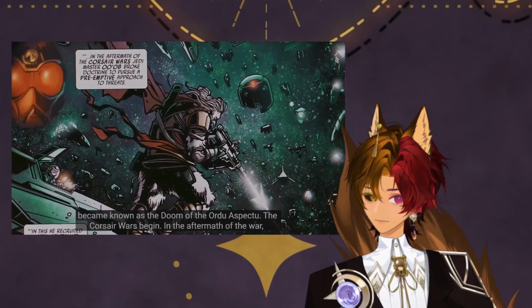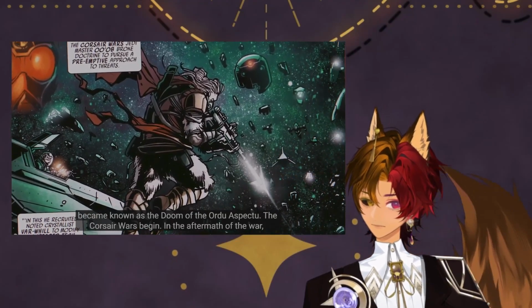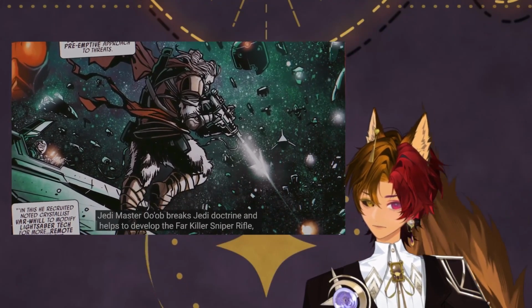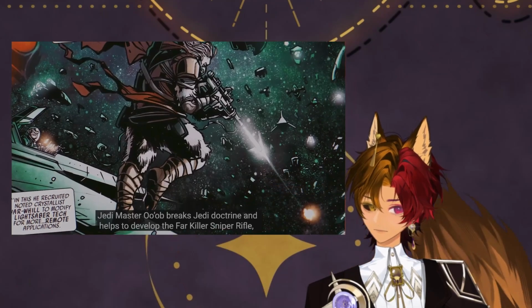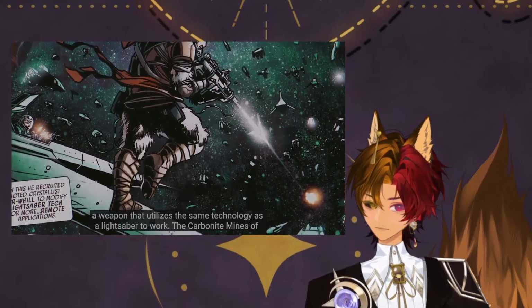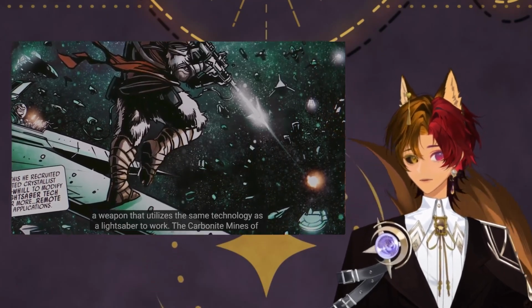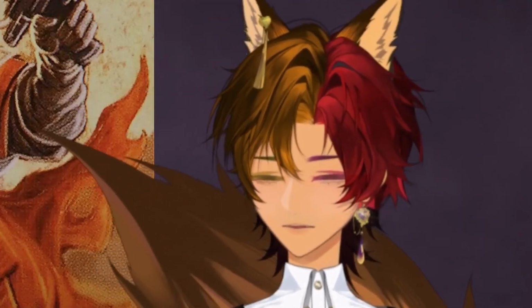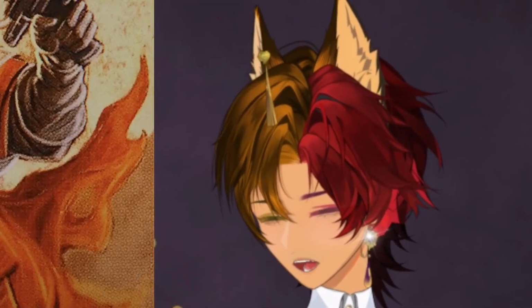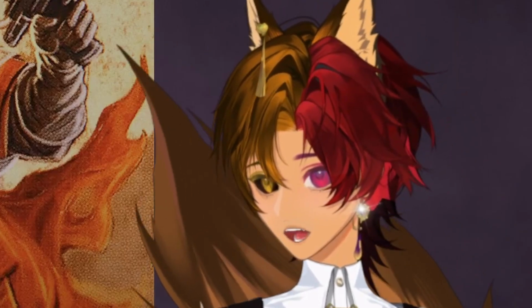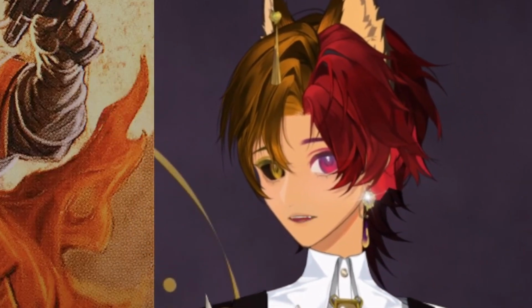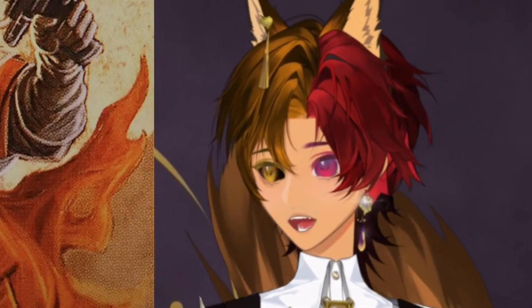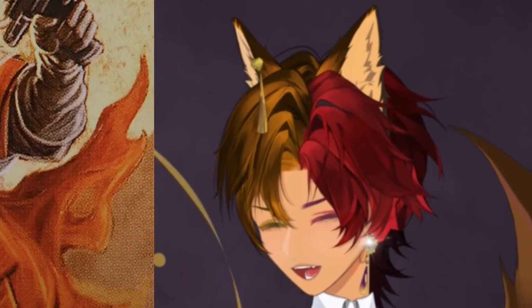The Corsair Wars begin. In the aftermath of the war, Jedi Master Uab breaks Jedi doctrine and helps develop the Far Killer sniper rifle, a weapon that utilizes the same technology as a lightsaber to work. The carbonite mines of Empress Tata's system are another randomly known obscure knowledge for some reason. I remember hearing about that sniper rifle being made by that Jedi. That's it. I don't know anything else.